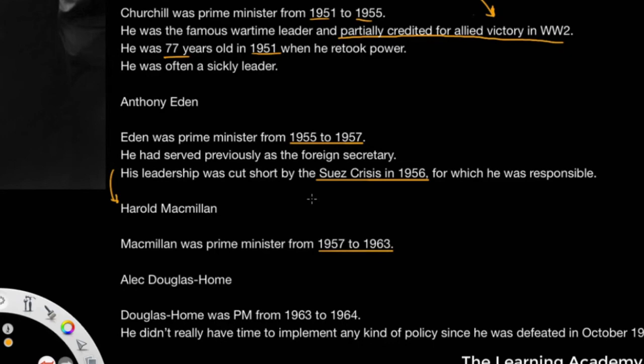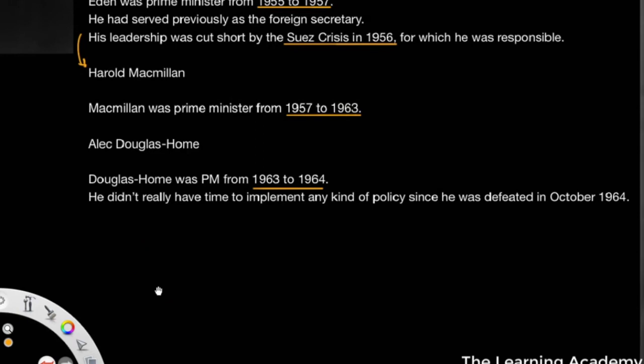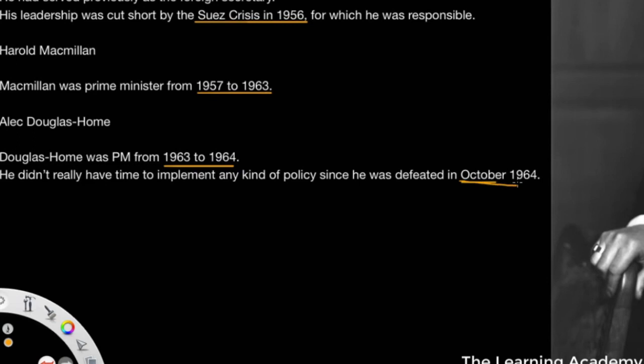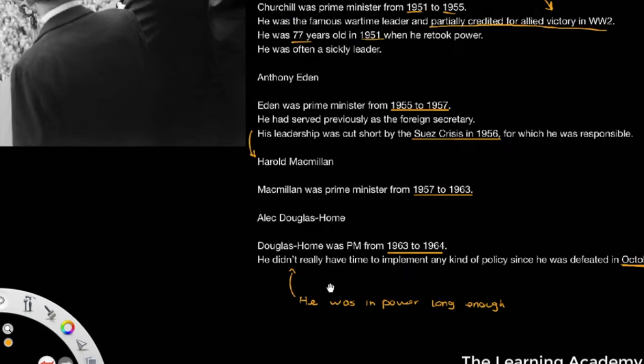And then finally, we've got Alec Douglas Home, who was Prime Minister from 1963 to 1964. What should be said is that historians argue that with Douglas Home, he didn't really have time to implement any kind of policy, since he was defeated in October 1964. So effectively, he wasn't really in power for very long. He wasn't in power long enough, which is one of the criticisms, shall we say, of Home.